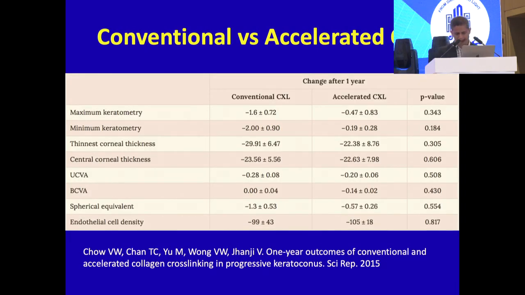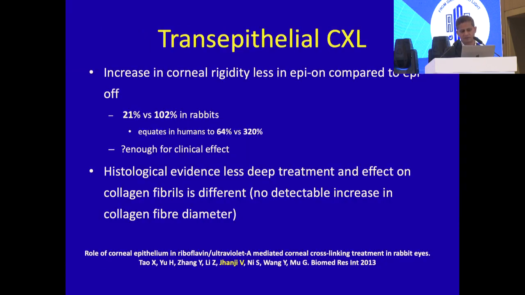We published a study about 8 years ago showing that there is actually no difference in conventional and high fluence cross-linking, except the flattening that you see in conventional cross-linking is about 1.6 diopters compared to about 0.5 diopters with high fluence cross-linking. A bit about transepithelial cross-linking.